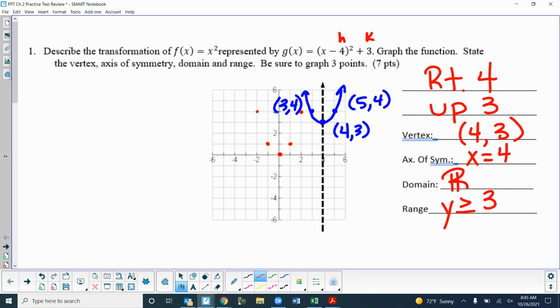I think we did everything, right? We described the transformation, right 4 up 3, found the vertex, axis of symmetry, domain and range, and then we graphed it. Okay? All right, number 2.